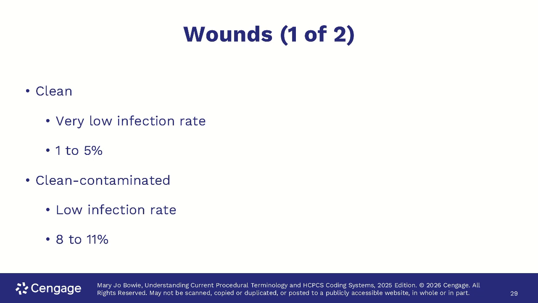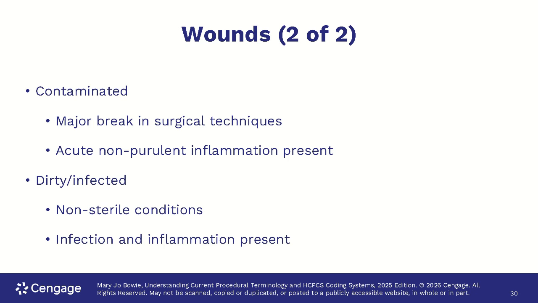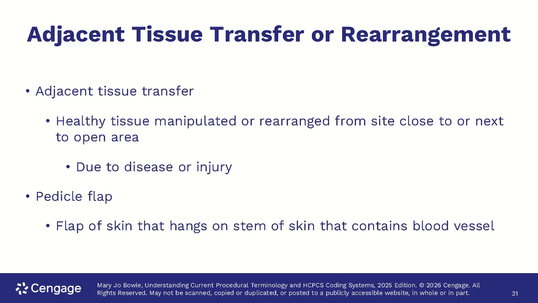And so, as it relates to the wounds, there is a percentage that is used to identify if the wound is clean, very low infection rate, 1 to 5%, or clean contaminated, low infection rate. So the first one was very low. This is low, 8 to 11%. And then it gets really higher where it's contaminated or dirty.